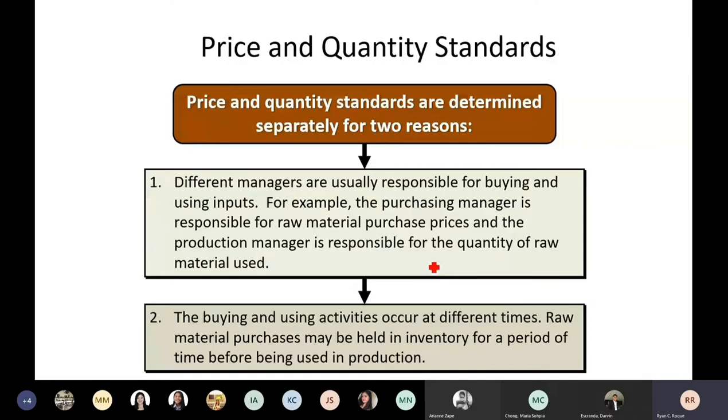Okay, pero bakit ba natin bine-breakdown yung mga variances? Because different managers are usually responsible for buying and using inputs. Iba-iba kasi sila. For example, si purchasing manager ang bumibili ng raw mats, pero ang gumagamit ay yung team ni production manager. So maraming pwedeng mangyari along the way. Possible kasi na raw materials purchases may be held in inventory for a period. Nabili na noon, after 2 months na gamit. Okay? So ibig sabihin, maaaring possible na maayos ang trabaho ni purchasing manager, maayos din naman trabaho ng production manager, pero ang tagal na gamit ng inventory. So may problema sa scheduling siguro and so on.